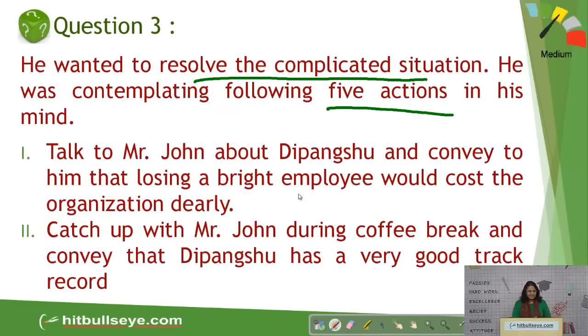The first one says, talk to Mr. John about Dipanshu and convey to him that losing a bright employee would cost the organization dearly. And the second one, catch up with Mr. John during coffee break and convey that Dipanshu has a very good track record.